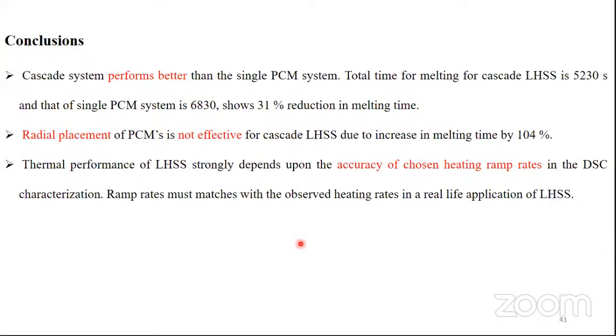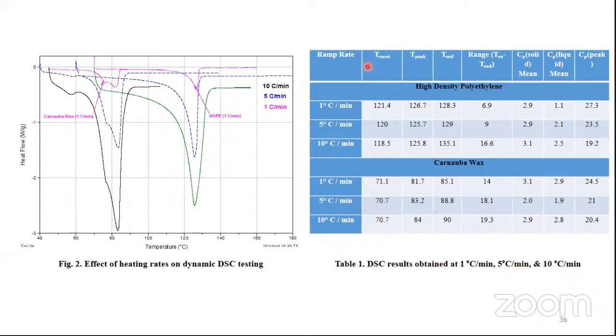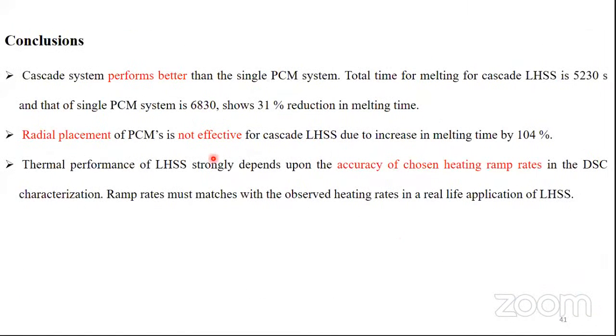Now, the thermal performance of the latent heat energy storage system depends strongly on the accuracy of choosing the ramp rate. As you remember, I have shown different ramp rates, 1 degree centigrade per minute, 5 degrees centigrade per minute, and 10 degrees centigrade per minute. So this ramp rate selection is quite important to find out the thermal performance of any latent heat energy storage system when we are trying to characterize it utilizing differential scanning calorimeter. And the ramp rate must definitely match with the observed heating rate in a real life application of latent heat energy storage system.